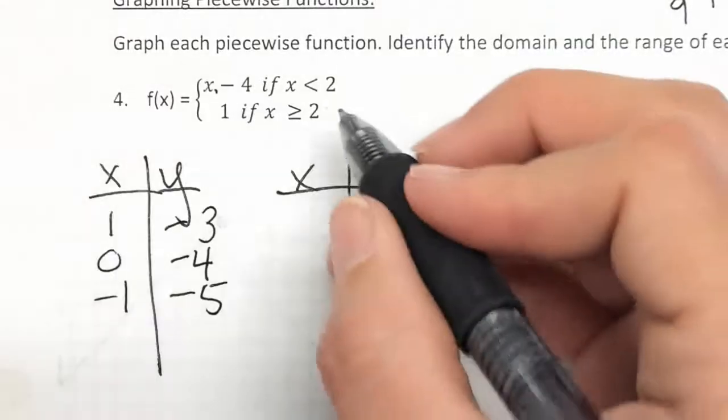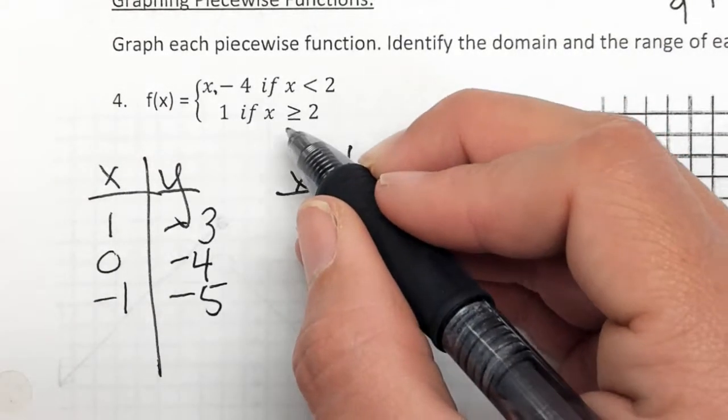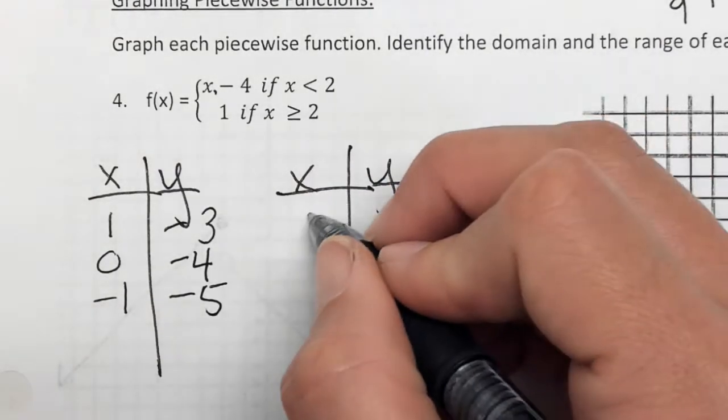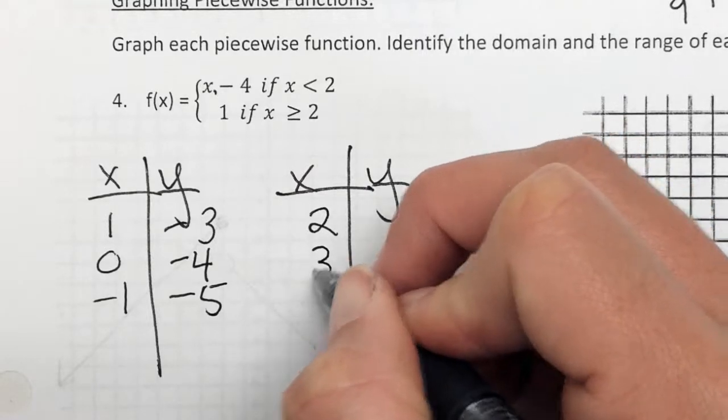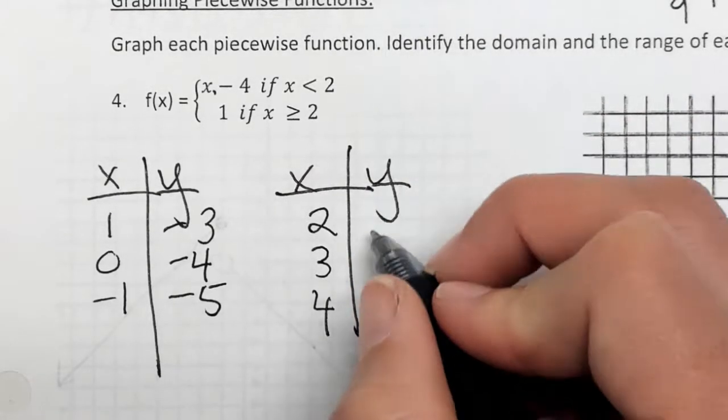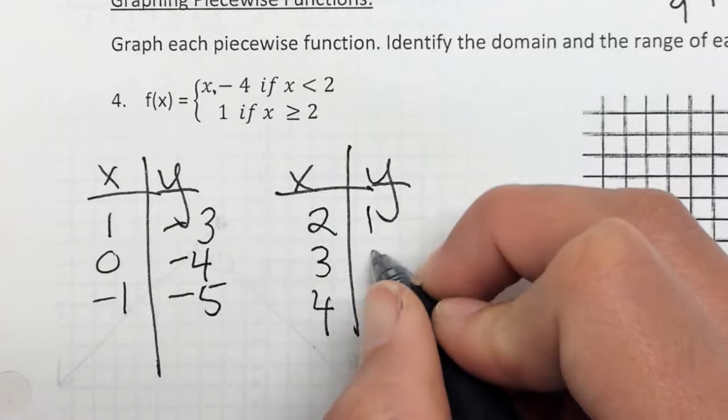Alright, for this piece, we can start with 2 because it's equal to 2, correct? Now give me 2 other numbers. 3 and 4. What would the y value be for all of these? 1 for all of them.